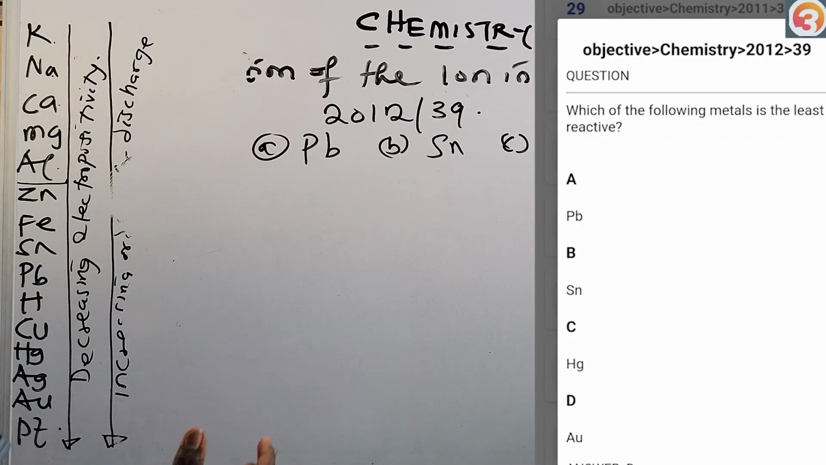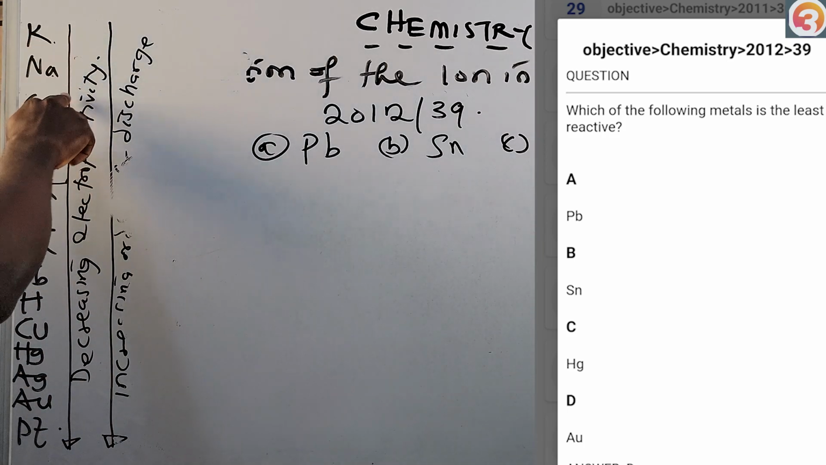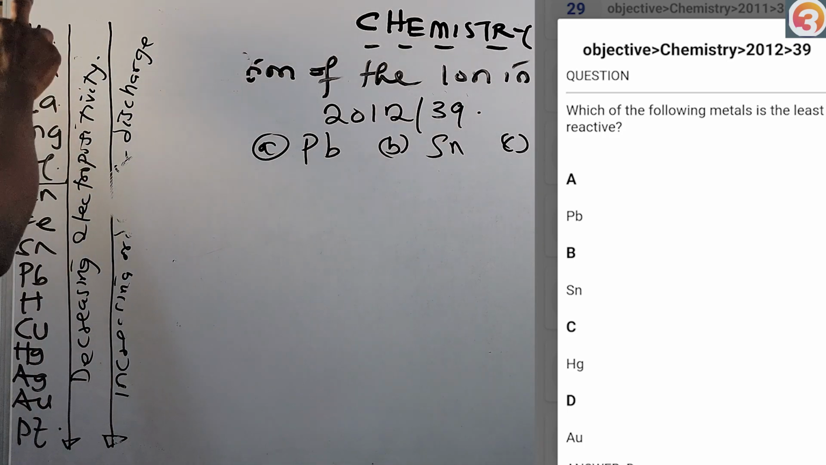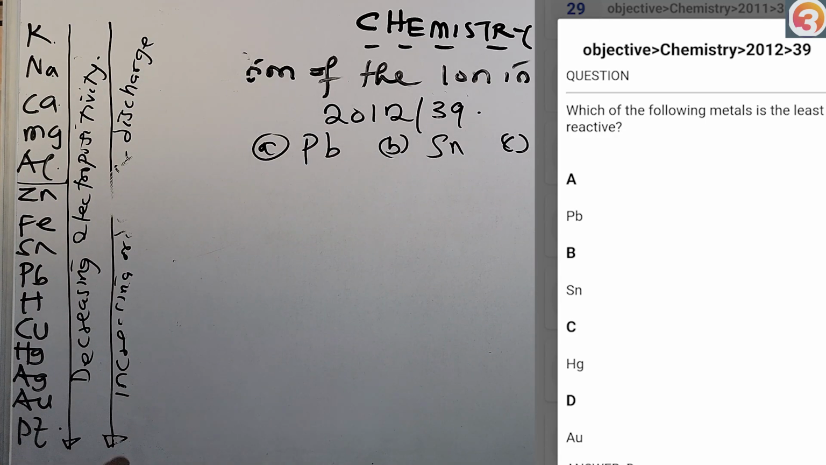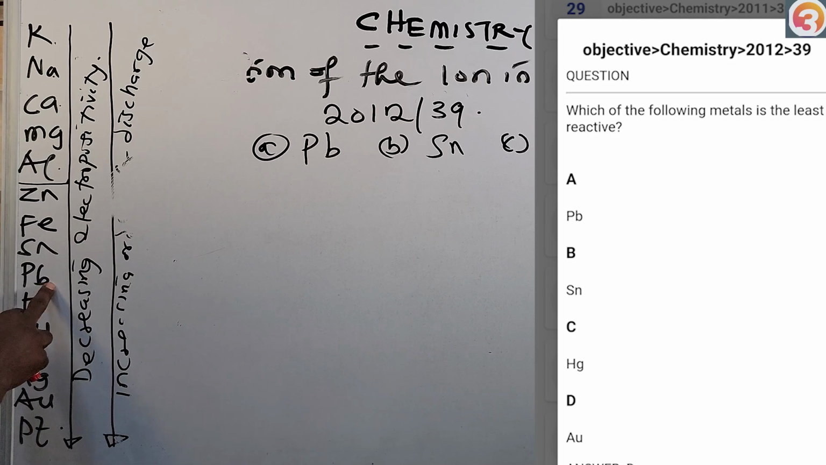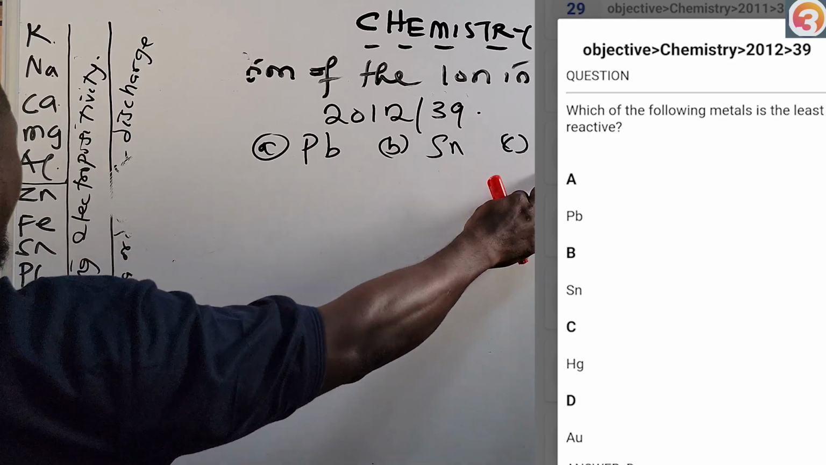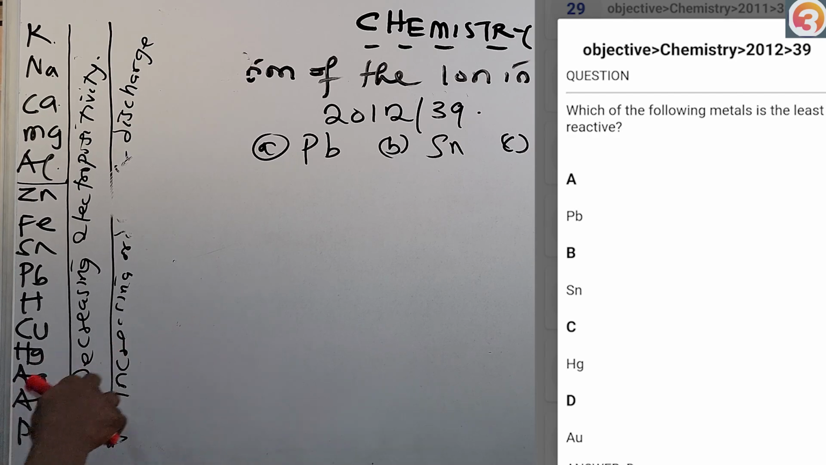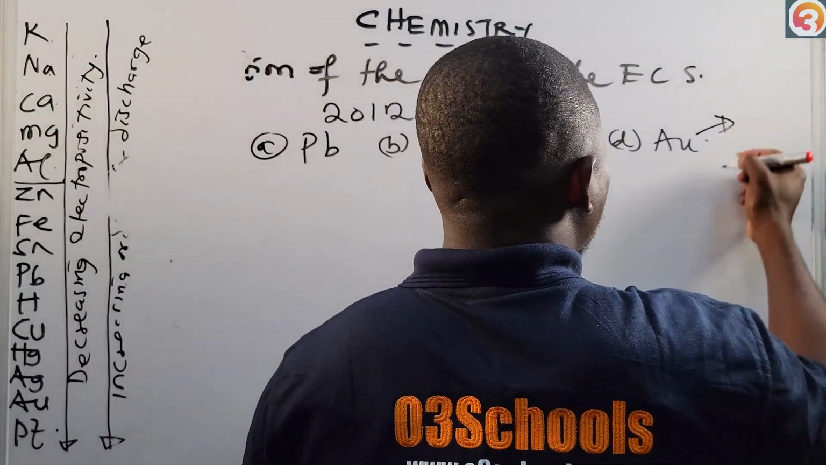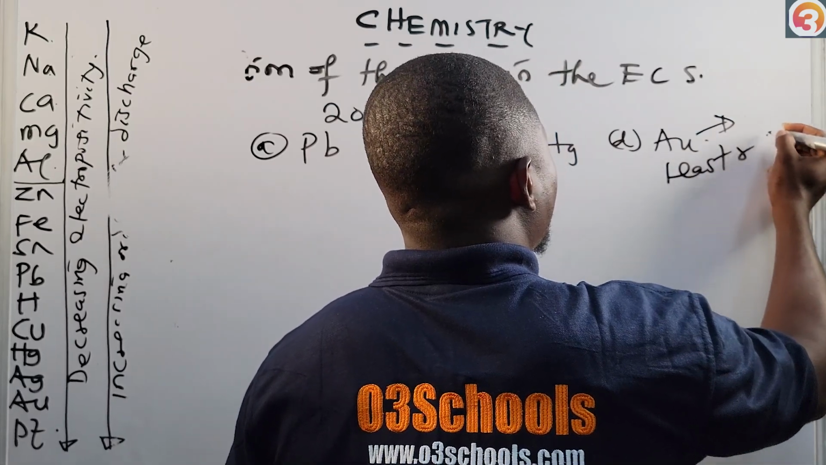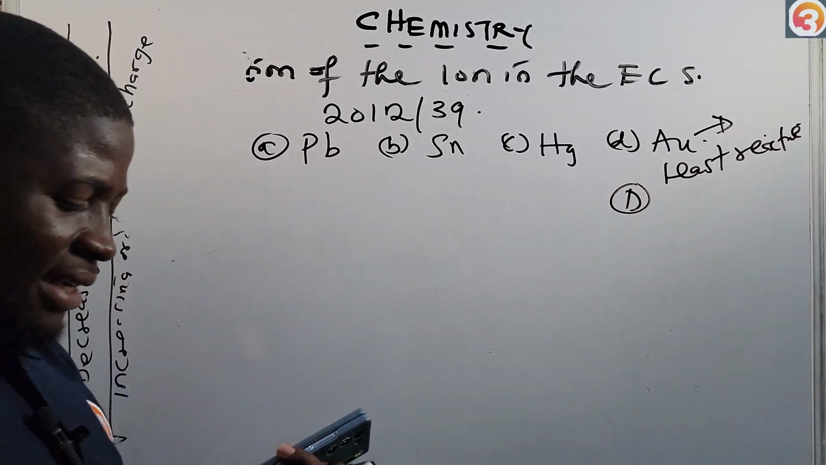Okay, thank God we will still have it on the board. And we know that reactivity decreases as you come down the group. That means potassium is the most reactive and platinum is the least reactive. Now, Pb, look at where Pb is here. Look at where Sn is here. Sn is even at the top of Pb. Look at where mercury, Hg, is here. So which one is below? That is Au, that is gold. Gold is the least reactive. That means D will be our right answer there, right?